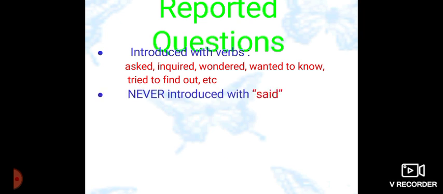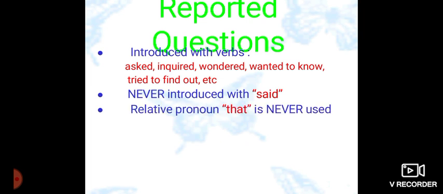First we are going to introduce the verbs. What are the verbs we are going to use to change direct into indirect speech? Instead of said, because in indirect speech we have the word said, right? So instead of said, we use the words asked, inquired, wondered, wanted to know, tried to find out, etc.